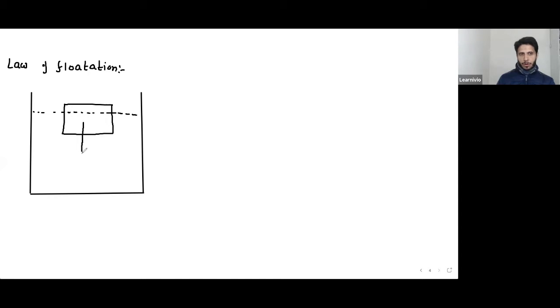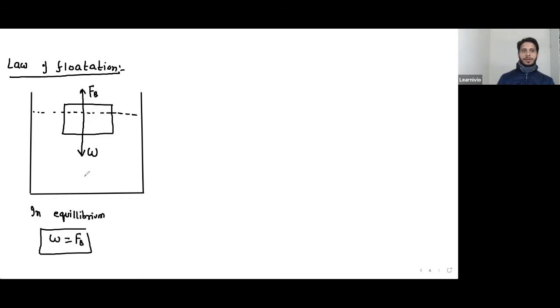So if you immerse a body inside a liquid, then the forces acting on the body are one, weight, and another, the buoyant force. So in equilibrium, the weight of the body should be equal to the buoyant force. This is the law of flotation, that a body will float only if its weight is equal to the buoyant force.